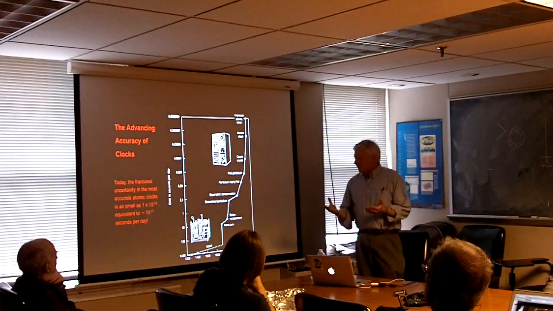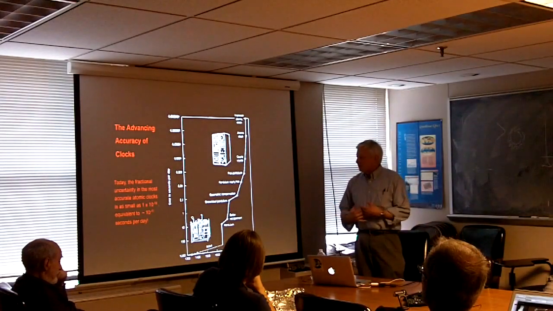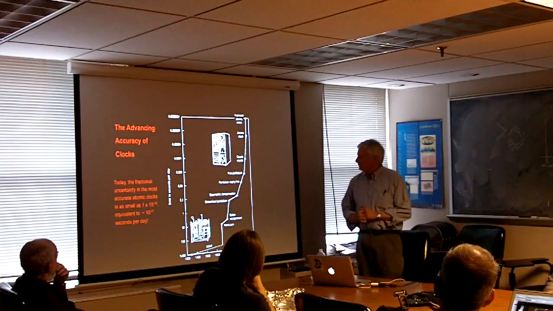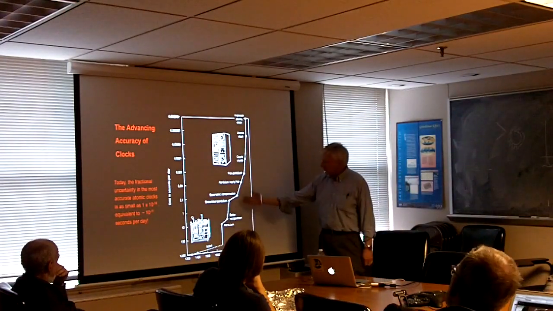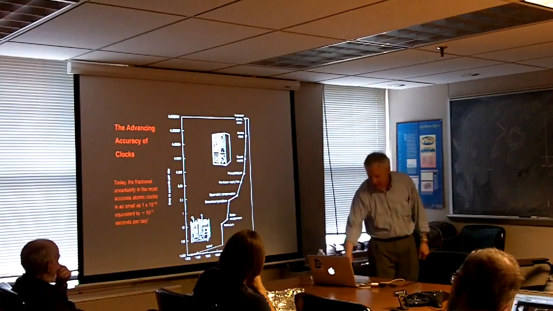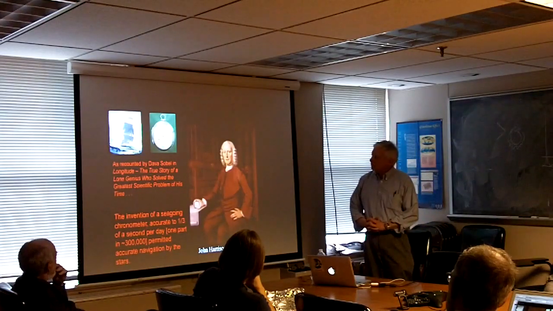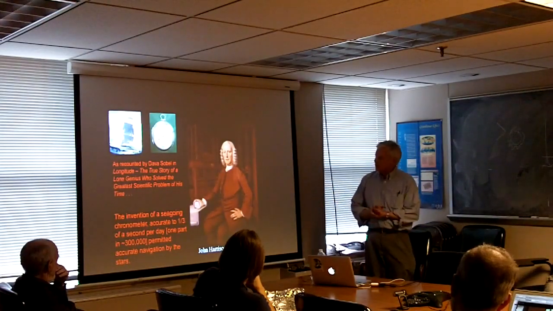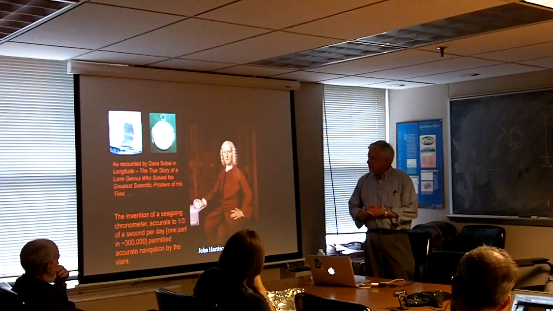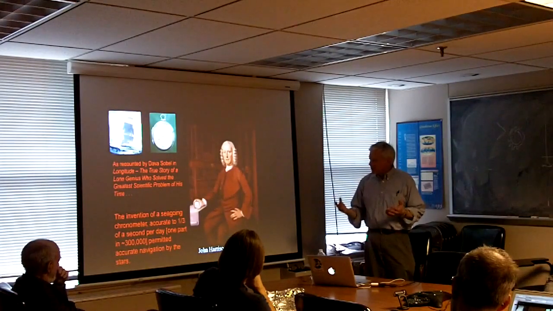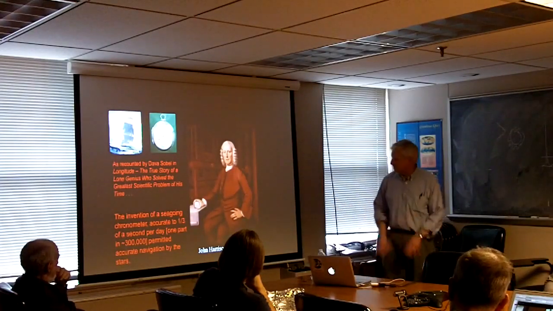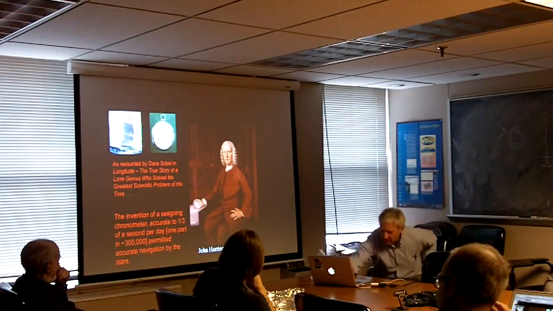Well, all this, of course, relates to the advancing accuracy of clocks, which has enjoyed an exponential improvement over the past couple of centuries, and that in relation to the reckoning of longitude. And as recounted in this famous book by Dava Sobel, Longitude, the eventual perfection of a seagoing chronometer accurate to a third of a second per day was essential to being able to navigate ships by the stars. So that was a major accomplishment.